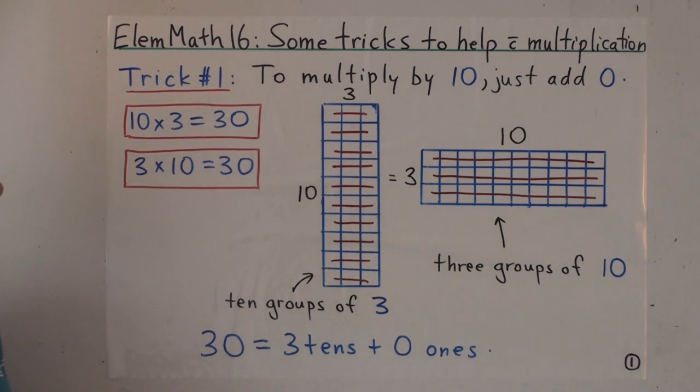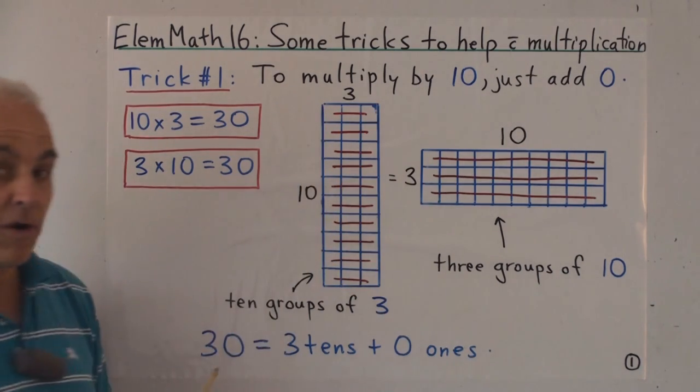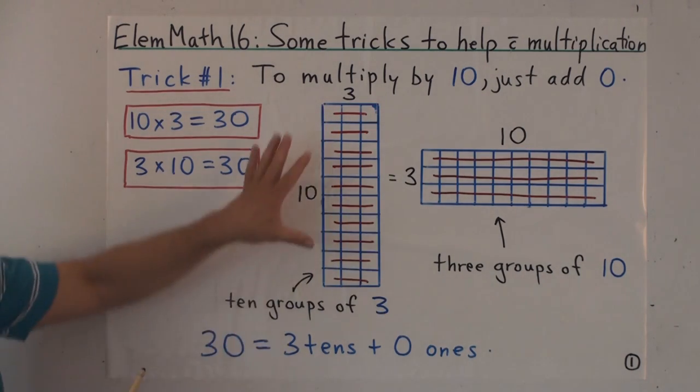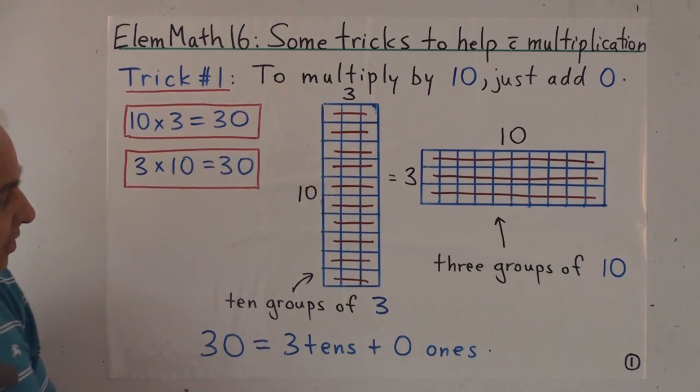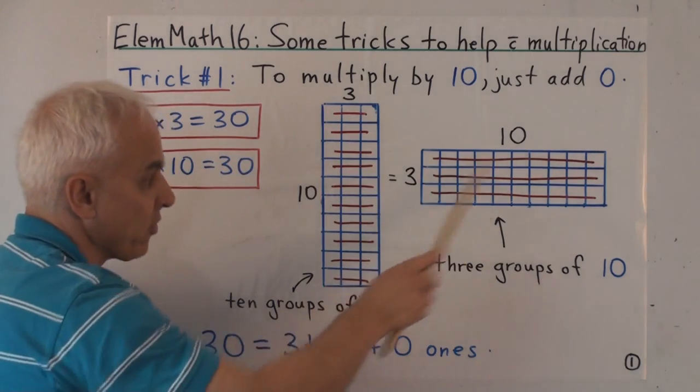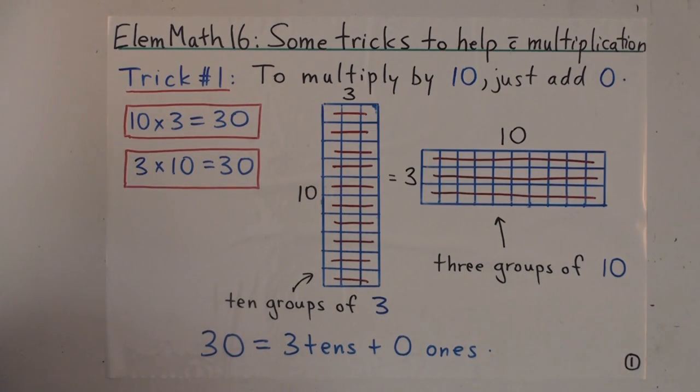That's a bit of an explanation, and I hope you can see that if we change the 3 to a 4, say, then the only thing that would be different here is that there would be then 4 rows here, so we would have 4 groups of 10. So 4 times 10 would be 40, because 4 groups of 10 would be 4 tens and 0 ones.